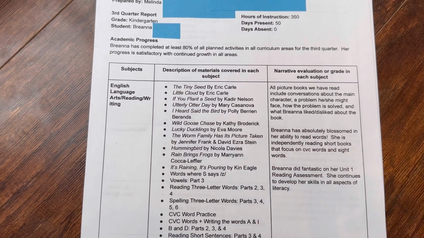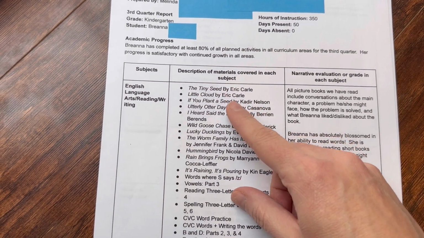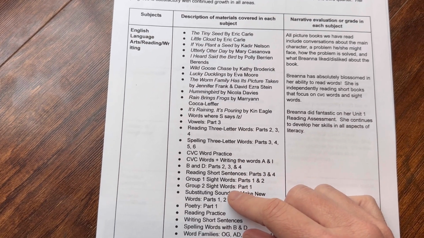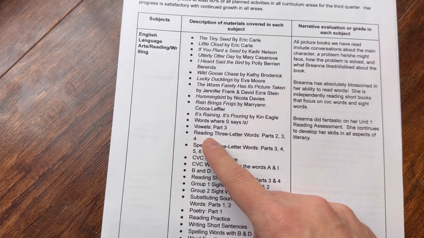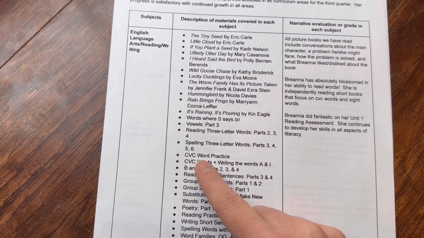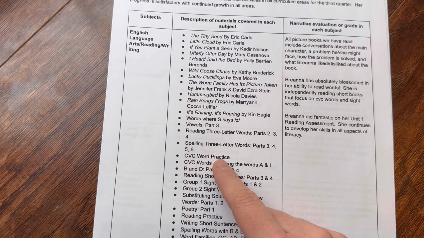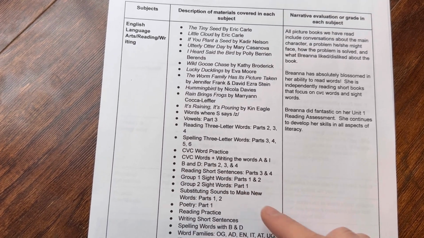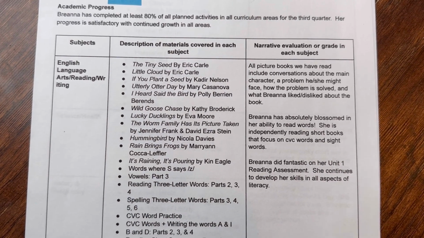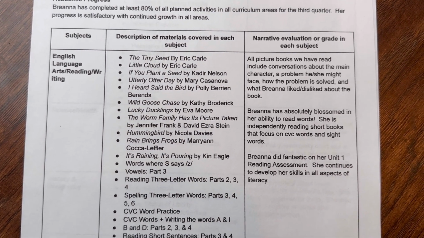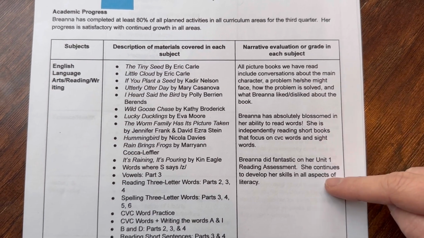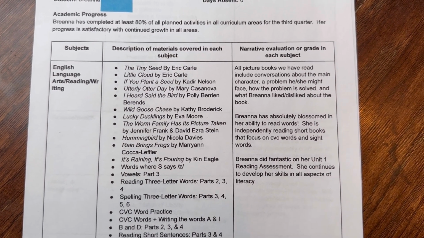Okay, so here's what I did, guys. I listed some of the favorite books that we read, but then down here, I listed some of the concepts that we did in reading. So for instance, reading 3-letter words, parts 2, 3, and 4, spelling 3-letter words, consonant, vowel, consonant, word practice, CVC word practice. Okay, group 1 sight words. And then over here, narrative evaluation or grade in each subject. These are just statements that I put about how I thought her progress was for the third quarter.